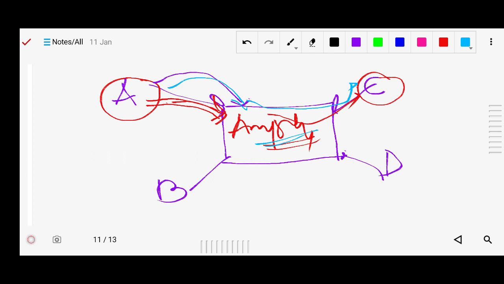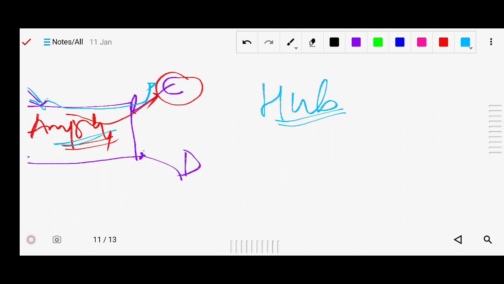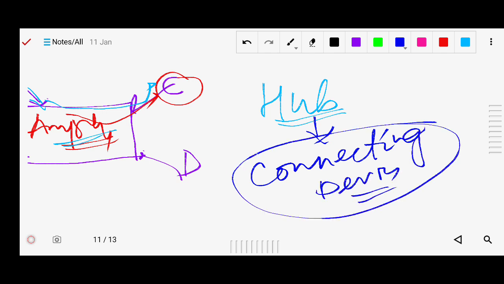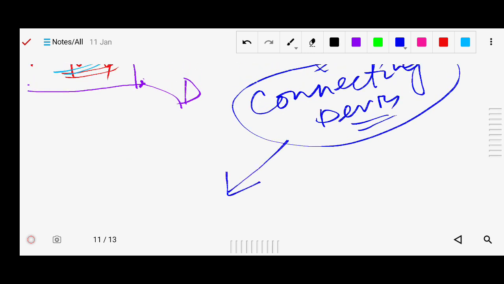So what is the meaning of a hub? The general meaning of hub is a connecting device. If you are asked in one word what a hub is, you can answer that it is a connecting device, because it connects the devices. Its specific meaning is multi-port repeater. Sometimes it is called a multi-port repeater. We will also see what repeaters mean. So in general it means connecting device, and the specific meaning is multi-port repeater.